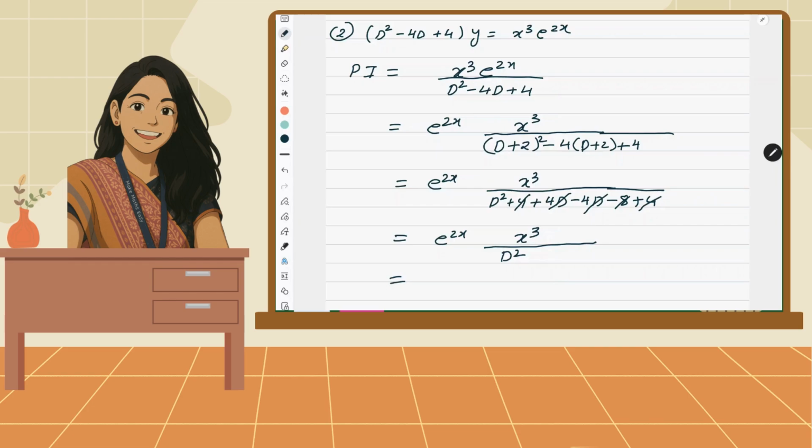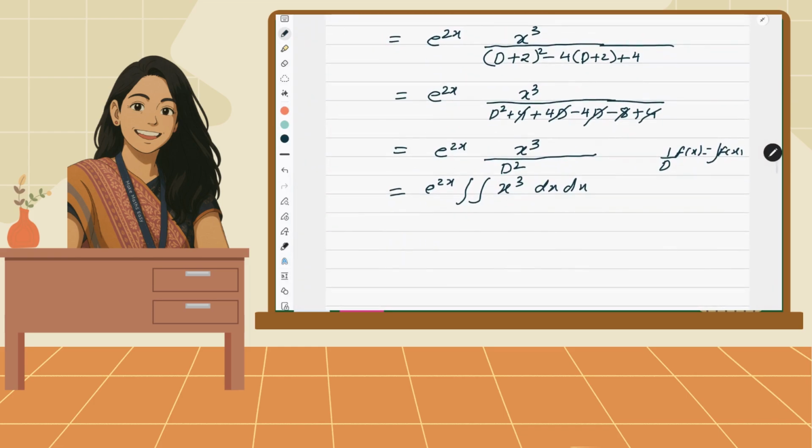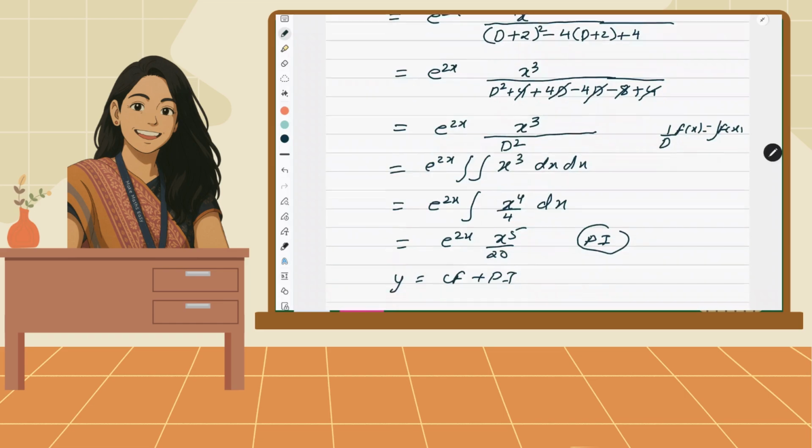Now what is the meaning of only D in the denominator? I told you 1 by D of f(x) means integration of f(x). Now here it is 2 times, so I'll write e to the power 2x, double integration of x cube dx dx. So first, e to the power 2x, what is the integration of x cube? x to the power 4 by 4, right? In the next step, e to the power 2x, x to the power 5 upon 20. So this is my PI. And my final answer y will be equal to CF plus PI. Easy, right? Let us try one more question.